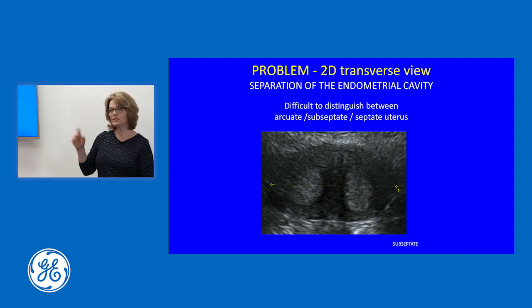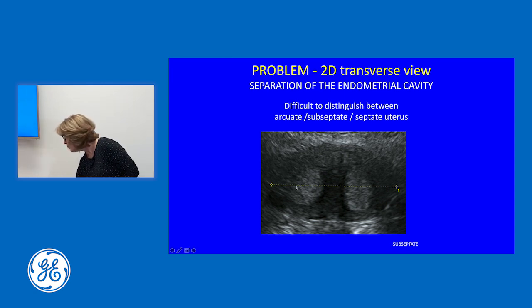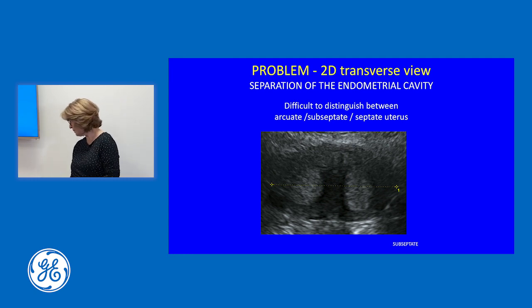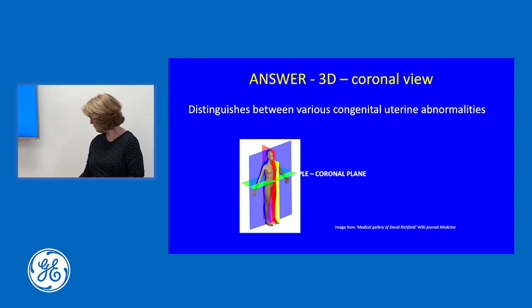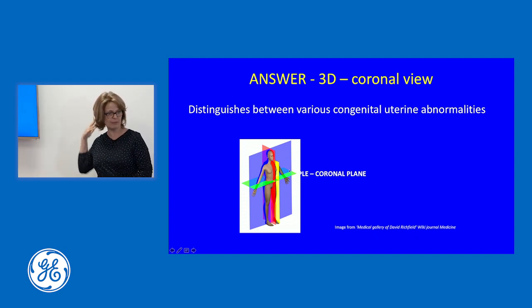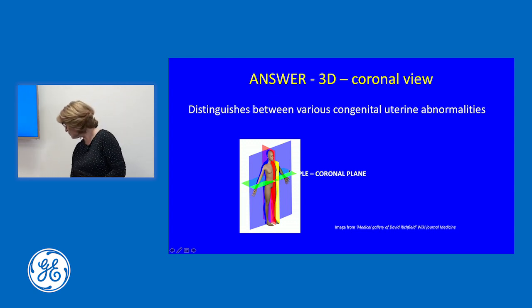The problem is that when you are in the transverse plane, you can't really tell when the endometrial cavity separates into two whether that's because the uterus is arcuate, subseptate or septate. It's because you can't see the uterine fundus in a 2D view in most cases, and you need to be able to get the coronal view. The coronal view is the purple line here that separates the body into an anterior half and a posterior half. That allows you to see the coronal plane of the uterus and work out what kind of shape this uterus is.